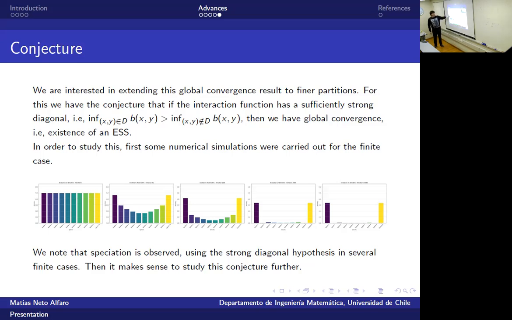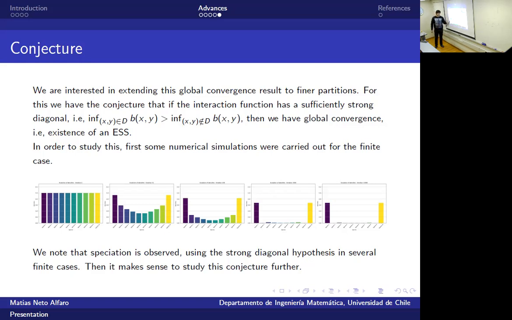The conjecture is: if the interaction function has a sufficiently strong diagonal, that is, the infimum of B on the diagonal is greater than the infimum of B off the diagonal, then we have global convergence, that is, existence of an ESS. In order to study this, first we carry out some numerical simulations for the finite case.